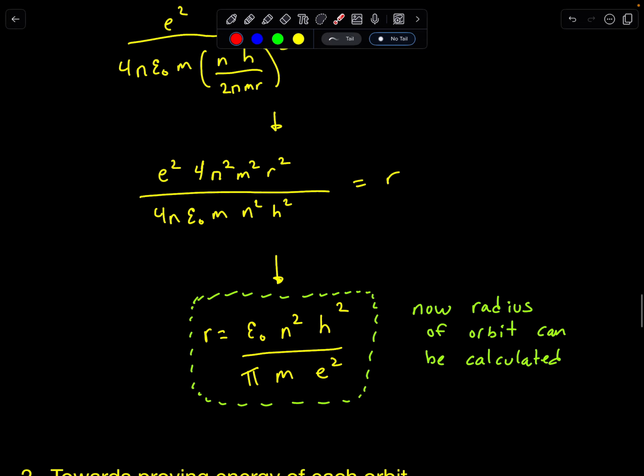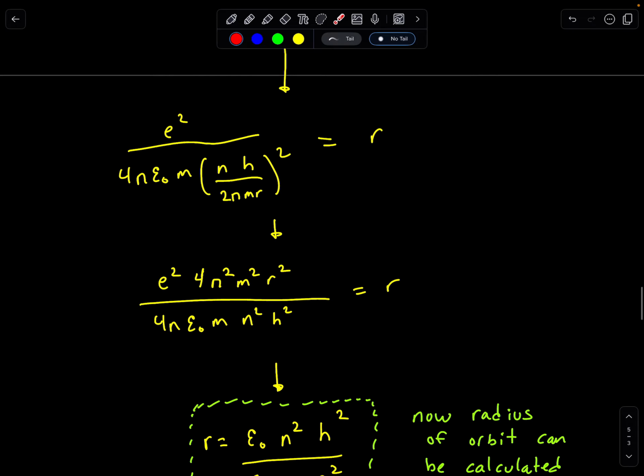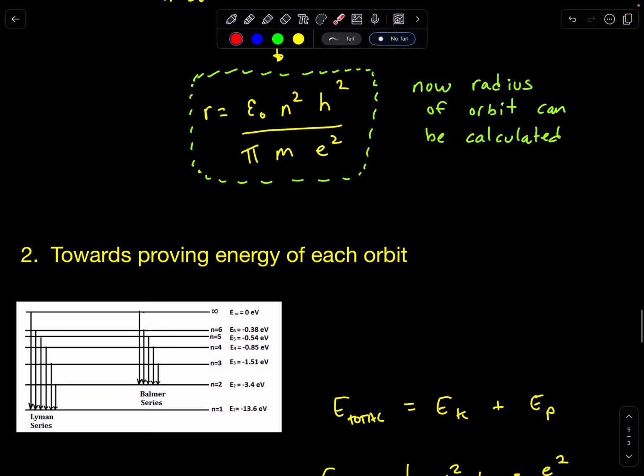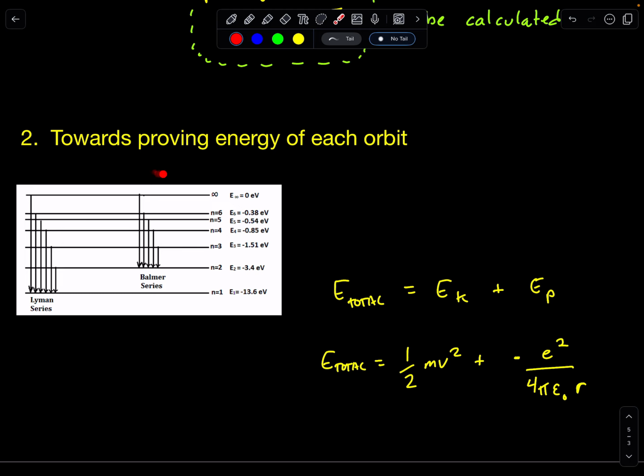Now that he knows the radius, he's one step closer to calculating energy. And I'll show you the next part. So to calculate energy, he can look at the energy of an orbiting electron, just like we did with the energy of orbiting satellites and whatnot. So the E total is equal to the kinetic energy plus the potential energy. Kinetic energy is 1/2 mv squared. Potential energy is electrostatic potential energy, which is here. Remember, this is r, not r squared, so that's electrostatic potential energy.